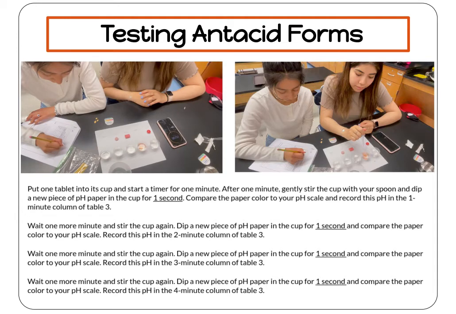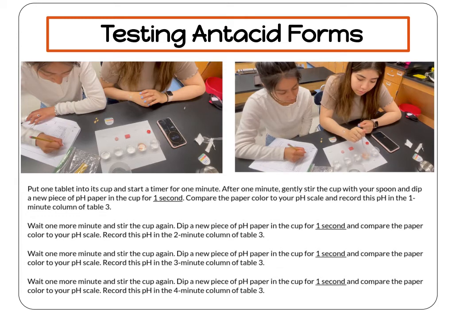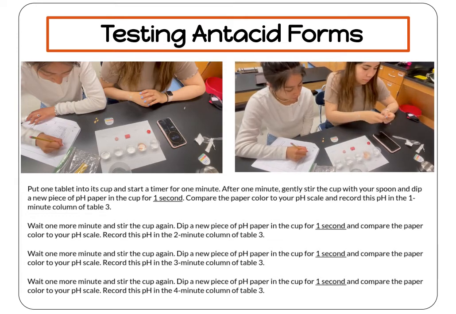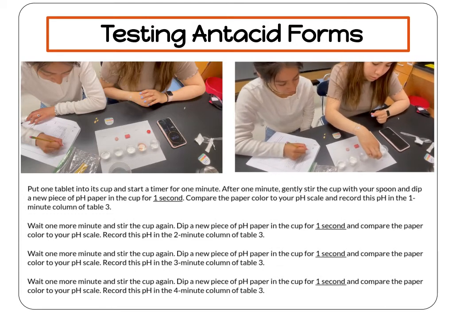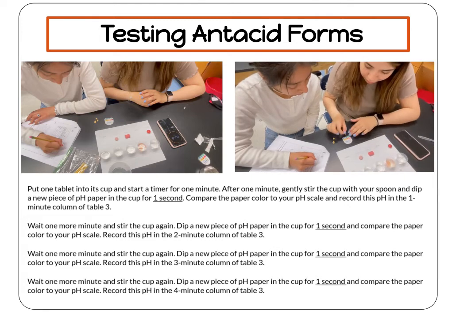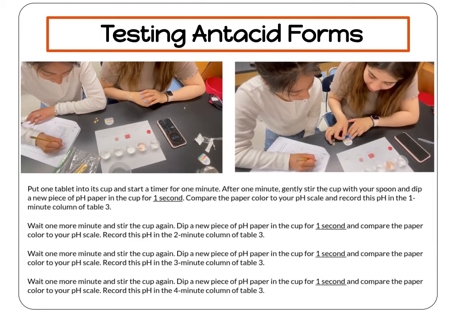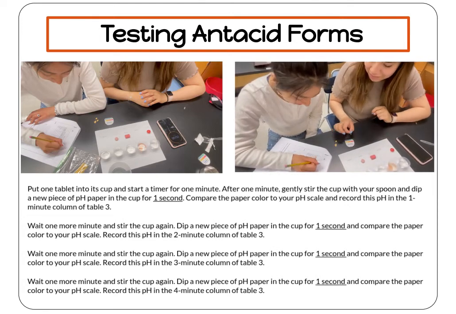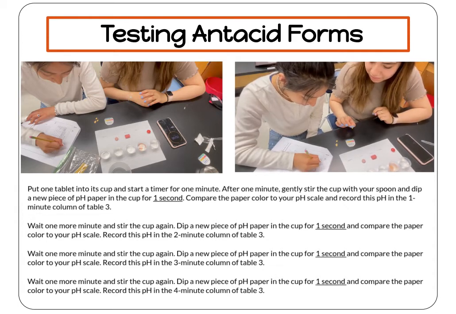After 1 minute, you're going to gently stir the cup with your spoon and dip a new piece of pH paper in the cup for 1 second. Compare the paper color to your pH scale and record this pH in the 1 minute column of Table 3 for that tablet. Wait 1 more minute and stir the cup again. Dip a new piece of pH paper in the cup for 1 second and compare the paper color to your pH scale. Record this pH in the 2 minute column of Table 3.